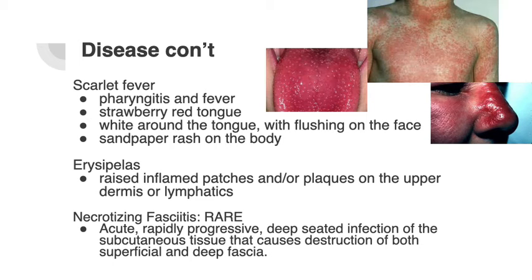And then there's another disease, necrotizing fasciitis. So this is rare, and it is usually found in the lower income, kind of poor infrastructure areas. And it is an acute, rapidly progressive, deep-seated infection of the subcutaneous tissue, and it causes destruction of both the superficial and deep fascia, and you should seek medical attention as soon as possible.